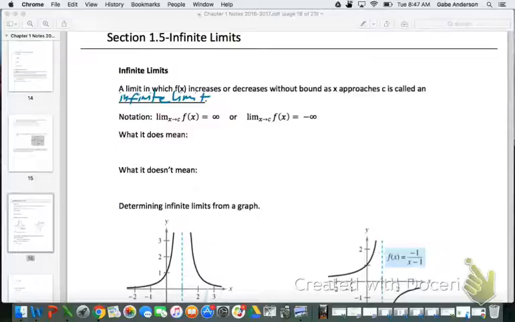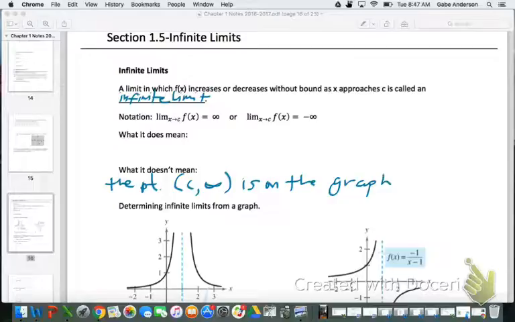Can we talk about what it does not mean first? It does not mean that the point c comma infinity is on the graph. Because if the point c comma infinity was on the graph, what does that imply? It's not infinity anymore, right? Because we got there. We said, hey, I've arrived, c comma infinity. That means you've done what no one else could do. You counted to infinity. I don't think it's possible, right? C comma infinity is not on the graph. So that's what it does not mean.